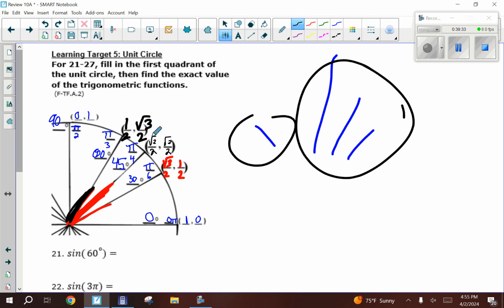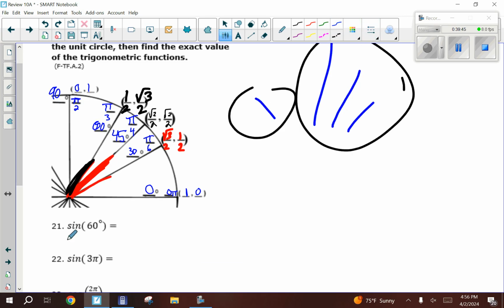Now this chart on the review is kind of pointless because your test has the full unit circle. But now that we have it filled out, we can quickly answer some of these questions. For the sine of 60, remember the cosine basically represents the x and the sine represents the y. So for the sine of 60, they want you to go to 60 degrees and tell them the second number. So this is radical 3 over 2.